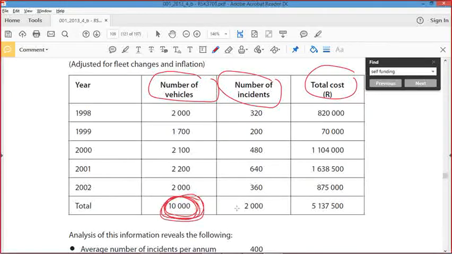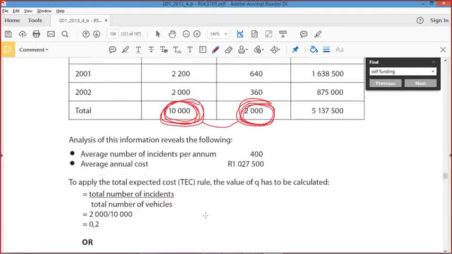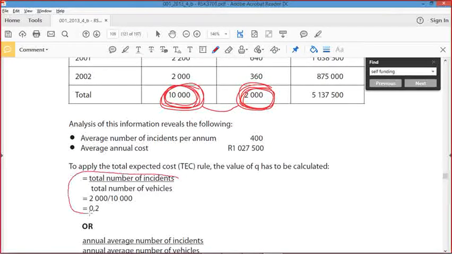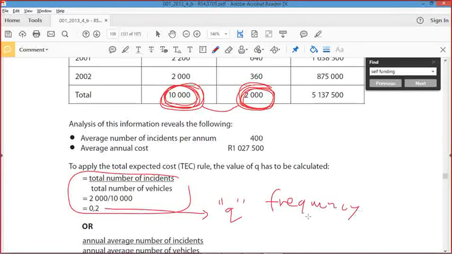How many incidents have I had over the years? 2,000 out of 10,000. So the probability of having an accident for this company is 2,000 over 10,000, which is 0.2. What is 0.2? It's the 2%. Q. It's the expectation. It's the frequency of loss. Does that make sense?